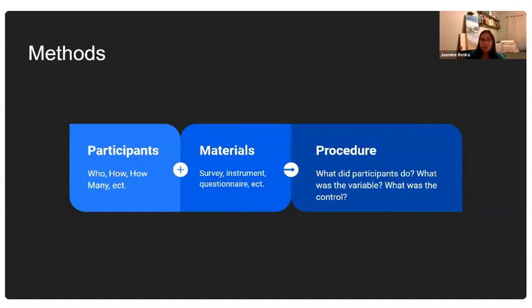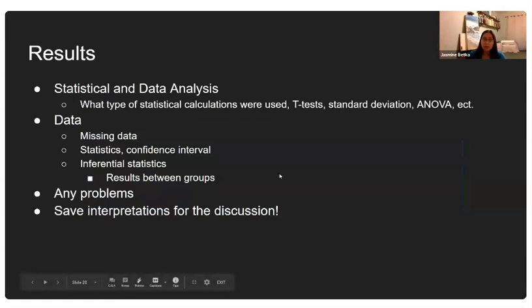And then you also want to look at the materials. So did you use a survey, any different type of instrument? Was this a questionnaire? How did you gather the information? And then also the procedure. What did participants do? What was the variable? What was the control group? So all of that specific detail is really important to include in your methods section. The results would be that next part of your paper.